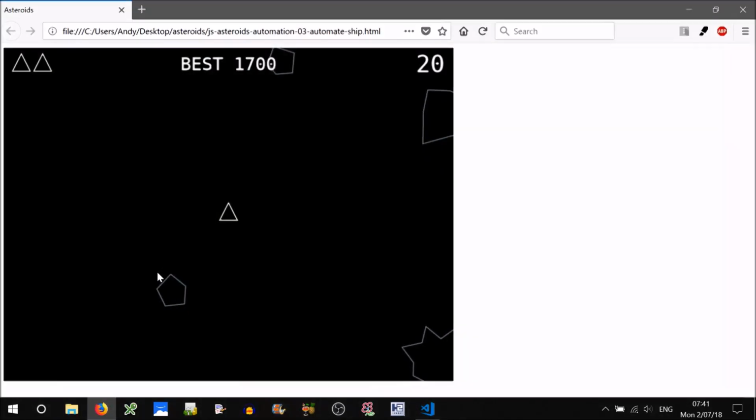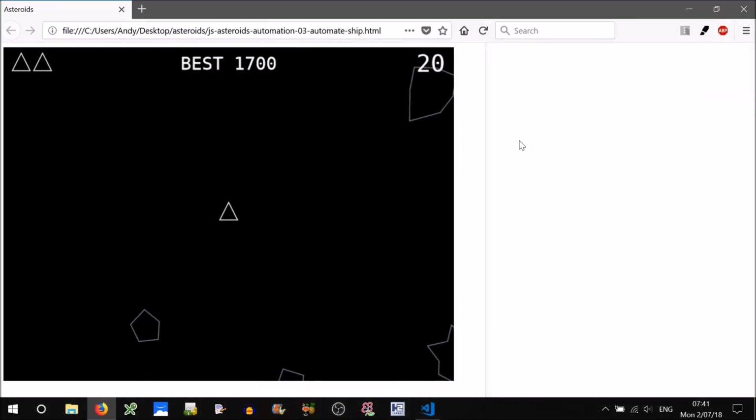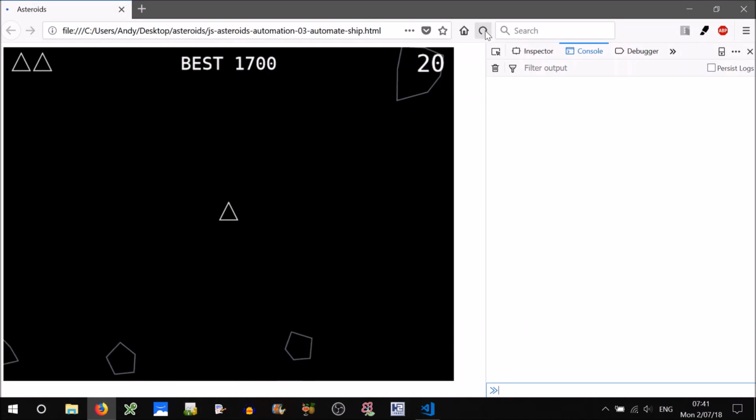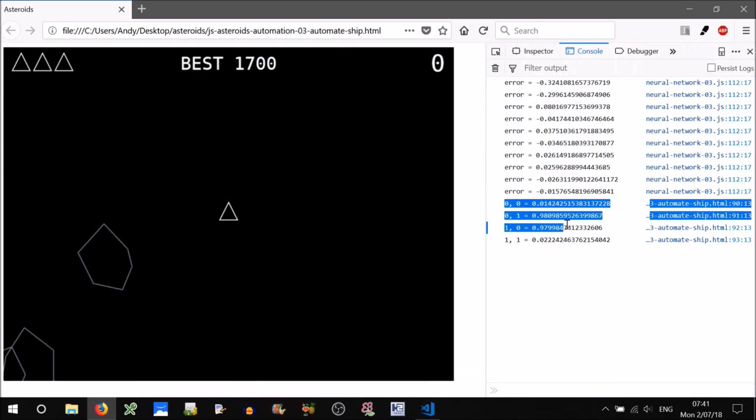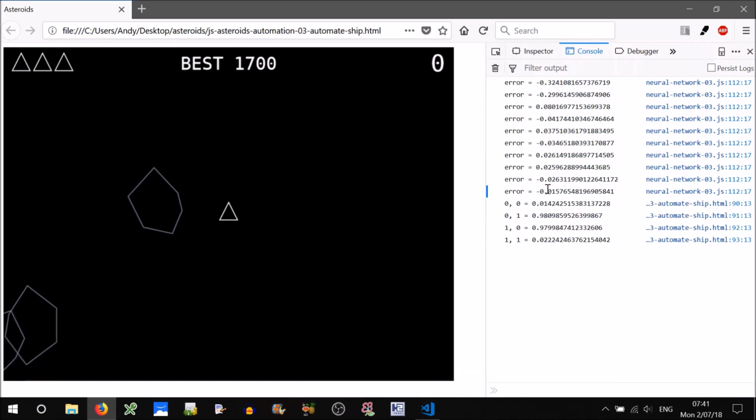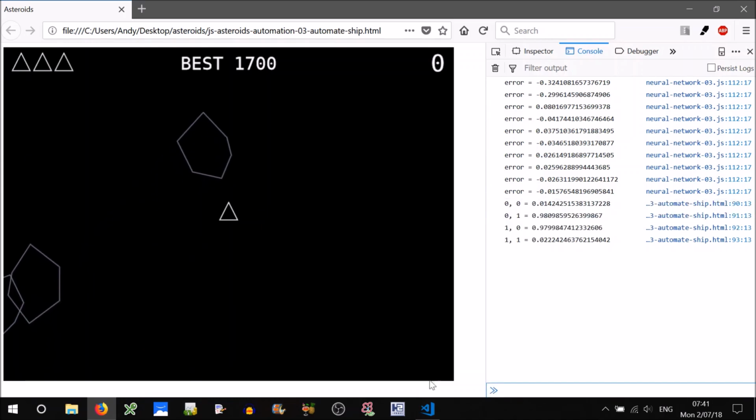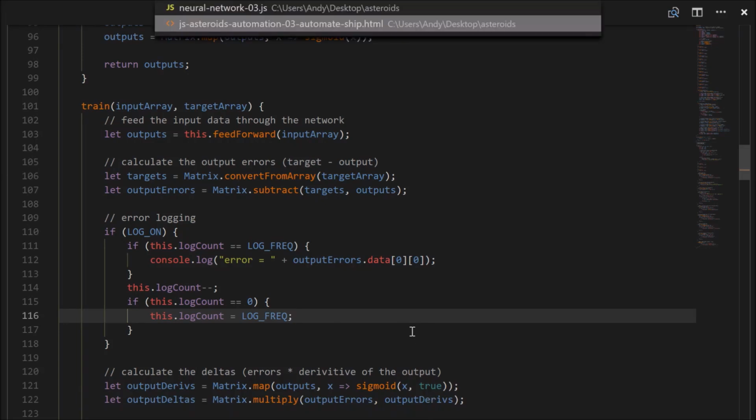Let's test that out. So currently we'll just need to turn our console on, reset it. Okay, here we go. So we got errors of 0.32, 0.29, 0.08, blah, blah, blah. It's going down slowly, isn't it? So this is our XOR gate logic that we used last time. How about we increase the number of samples?